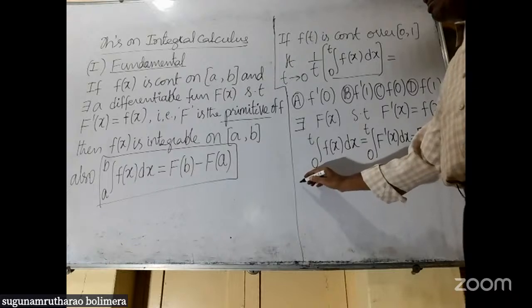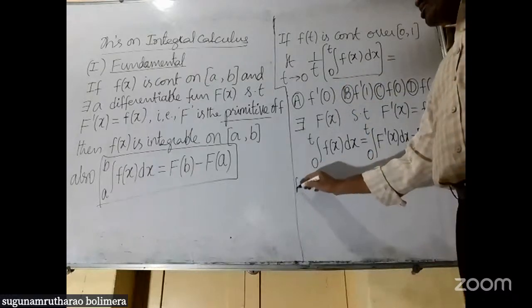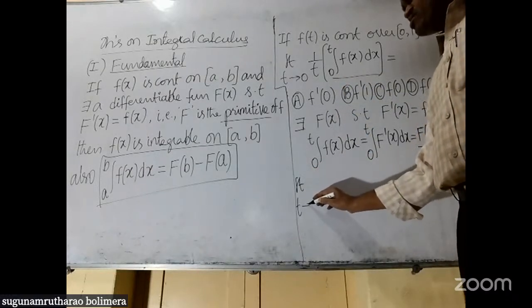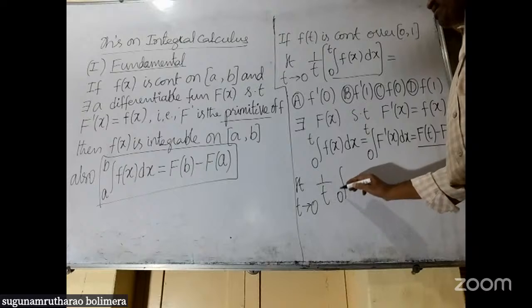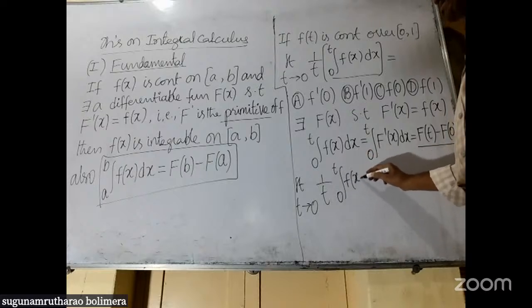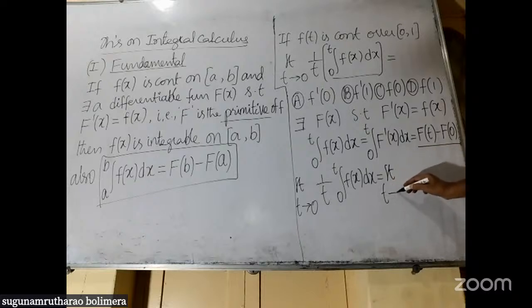So you have got this. Now just substitute in this: the limit as t tends to 0 of 1 by t times the integral from 0 to t of f of x dx is nothing but the limit as t tends to 0 of capital F of t minus capital F of 0, divided by t minus 0.